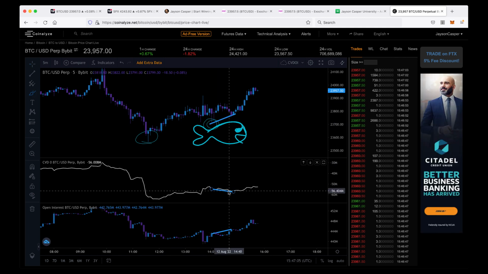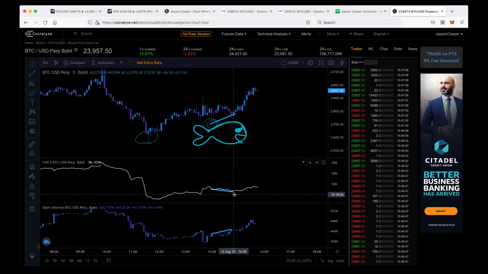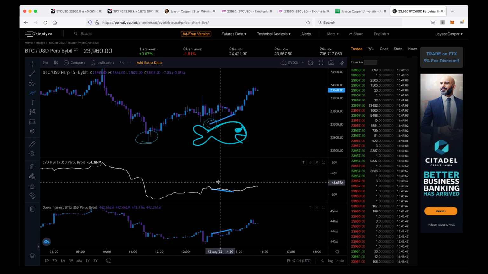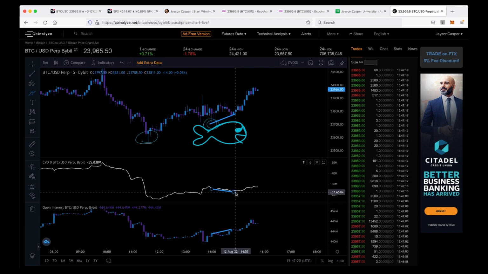So we can tell right here that people are market shorting, because we see new trades opening up and the CVD going down. Because we see trades opening up and CVD coming down, we know that new trades are opening, and in general, there's more shorts opening than there are longs opening.